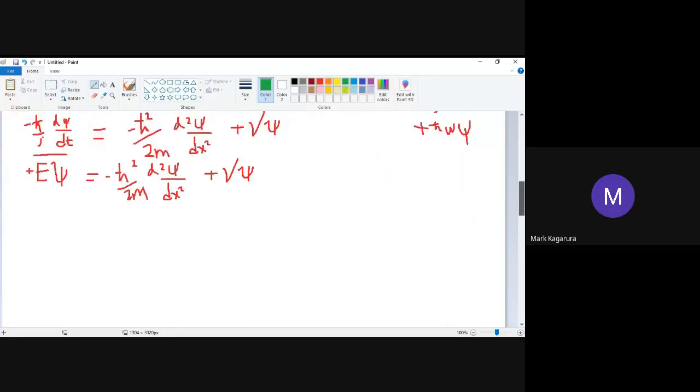And so finally, we can write the Schrodinger equation as negative h bar squared over 2m, plus v psi, minus e. So, okay, let me first write it like this, is equal to 0. So there's a second derivative here. Second derivative, d2 by dx squared.